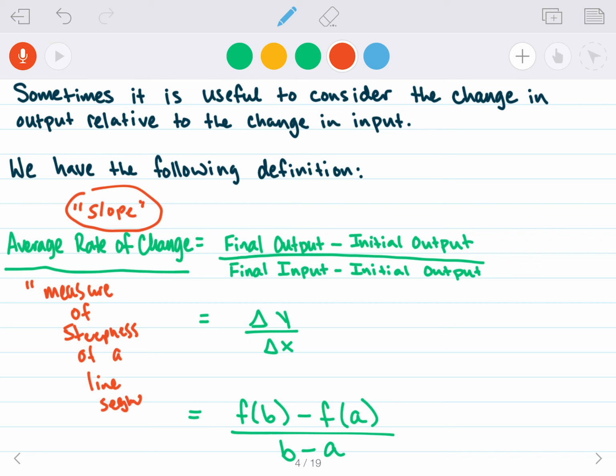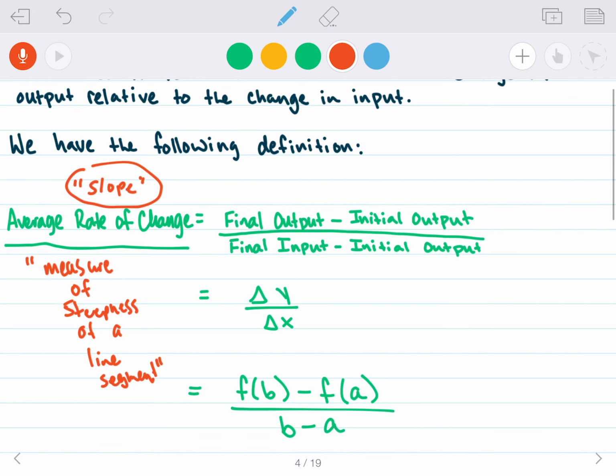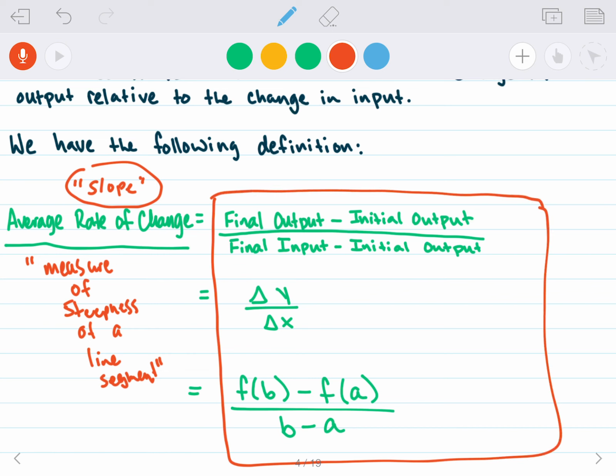It's just a measure of steepness. All right, and so this is how we calculate it. There are 3 different ways of looking at it, but basically you're just doing your final output minus your initial output, so y minus y, over your final input minus your initial input, x minus x. So sometimes we call this the change in y over the change in x.